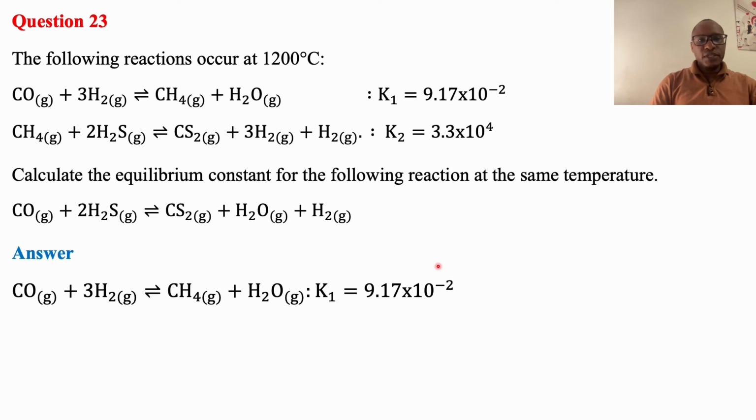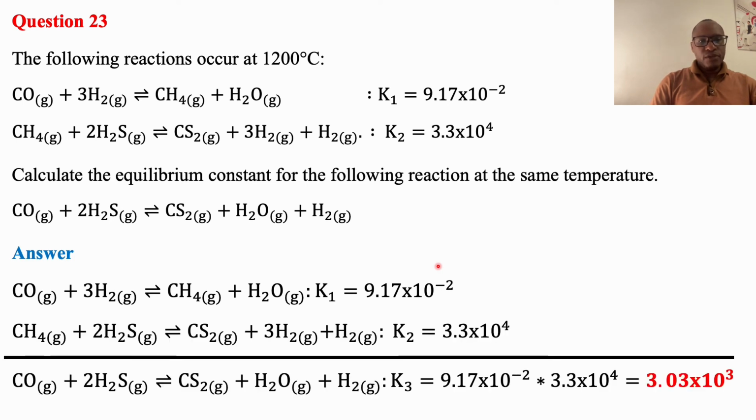Let's proceed. This is what we have. So we are cancelling the hydrogen, because it is there in the product here, and here it is in the reactant. We can also cancel it. Then what do we cancel again? We can cancel the methane. So we also cancel the methane. Then what will be remaining? The remaining is the overall reaction that was asked. Then we take K1 times K2 so that we get K3.